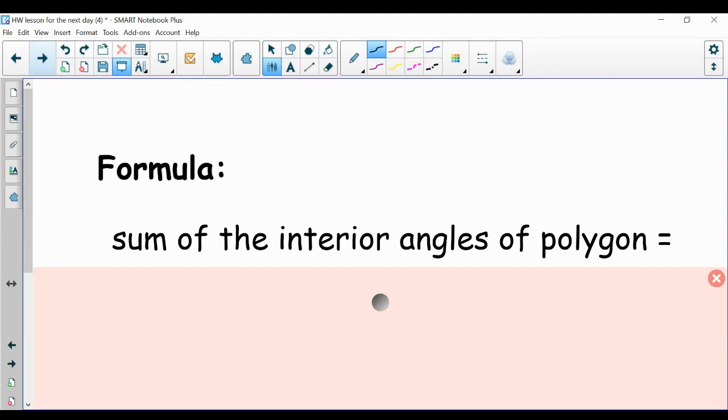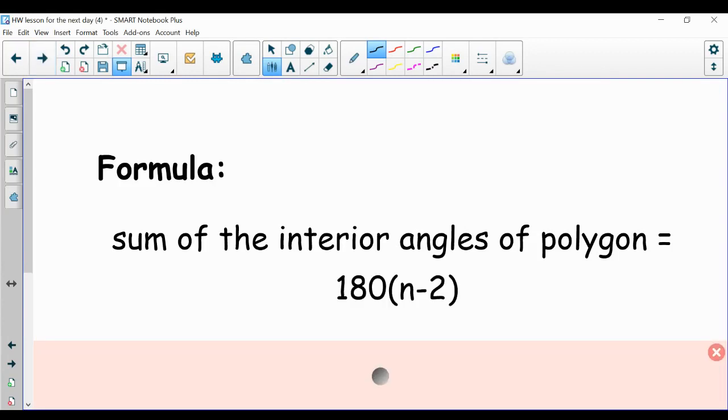Let's look at the formula. The sum of the interior angles of any polygon is 180 times (n minus 2). Very important. We're going to use this very often and it's very useful. Okay, so what does the n stand for? The n means the number of sides or the number of angles. Some people like to count the sides, and some people like to count the angles. Up to you. Whichever you feel comfortable with, go ahead.